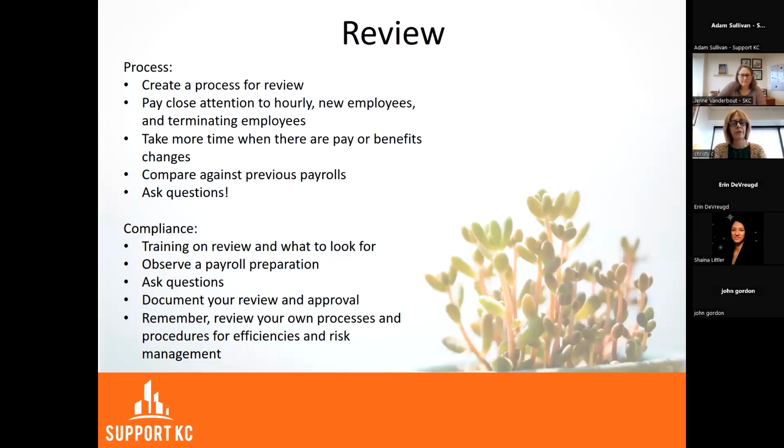So remember to review your own processes and your procedures. It's a risk management thing that you should do as leadership. And document your review and approval. Our auditor asks us for documentation of payroll approval each year. They will pick a random payroll and say, show us where you reviewed and approved this payroll.